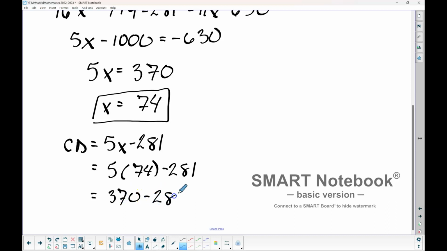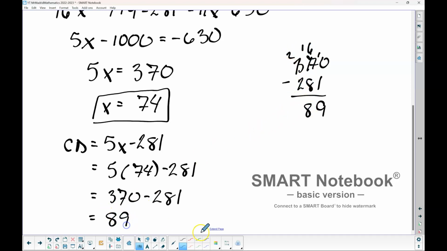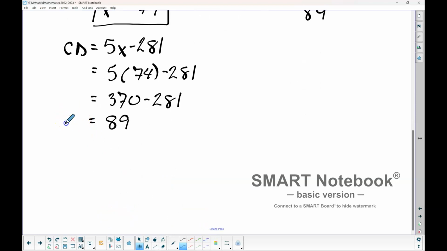Minus 281, which equals, when you have these, nothing wrong with doing some scratch work. 281. I'm going to need to borrow from him, so he's a 6. That's a 9. Can't do that, need to borrow from him. He's a 2. 16, 8. And that cancels, so 89. CD. And then since I have that box, I can put a little one of these here.